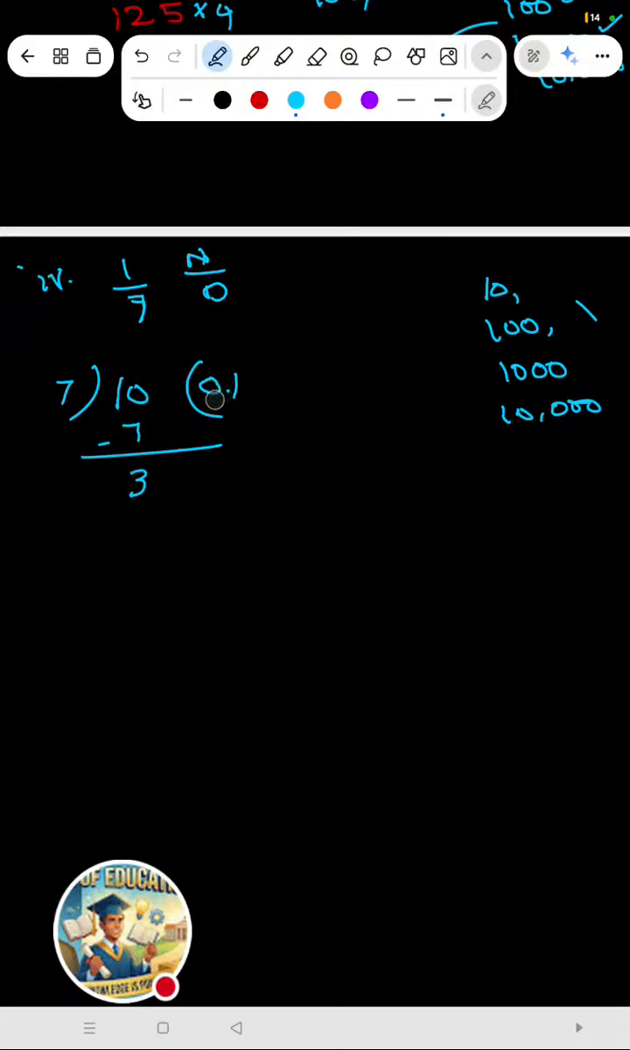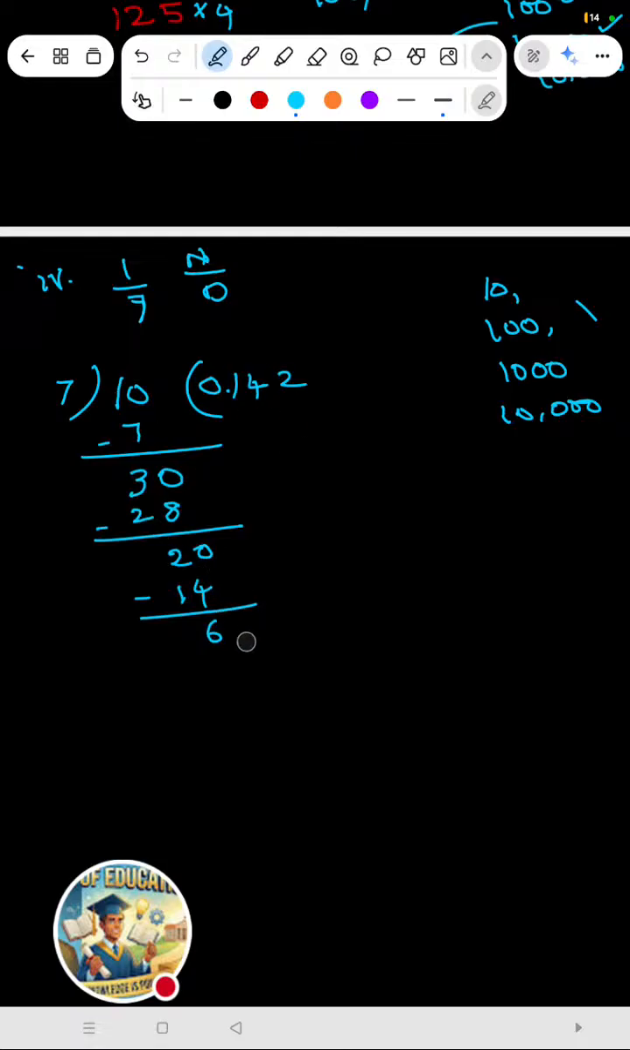Next, the decimal is already there. You can take here 10 after one step, 30. Again 7 3s are 21, 7 4s are 28. So 7 4s are 28. Here 30 minus 28, how much? It is 2. Now the decimal is already there, you take 20 here. 7 2s are 14. 20 minus 14, how much are you getting? 6.